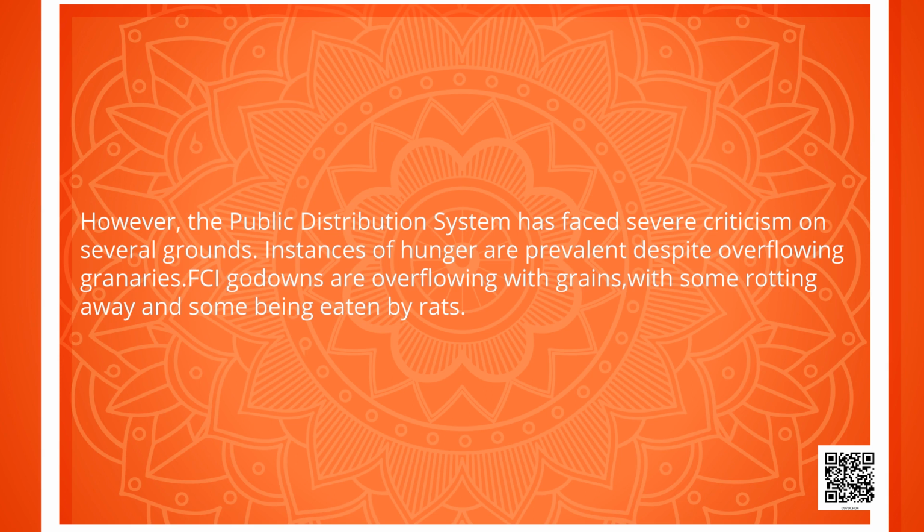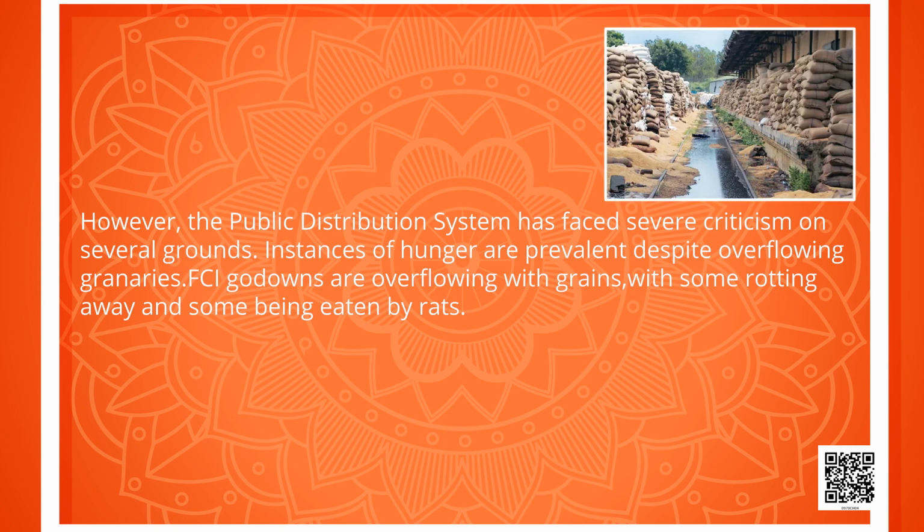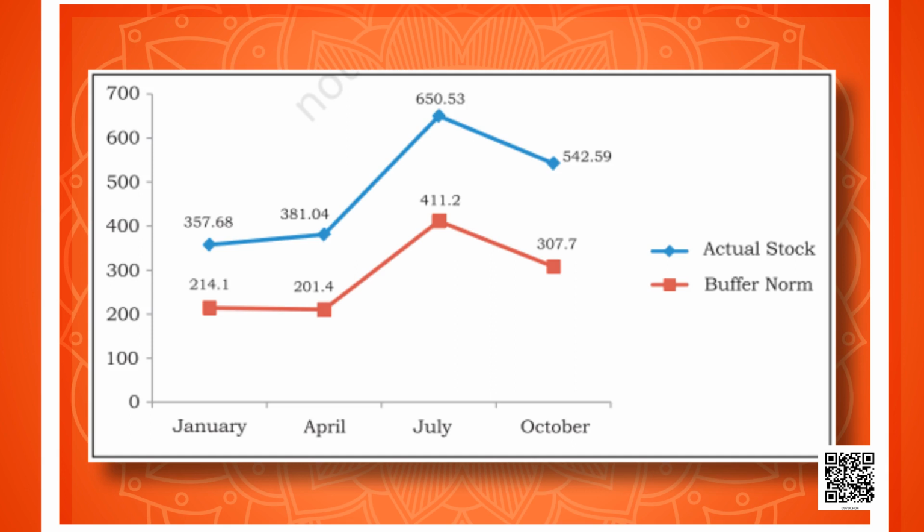Instances of hunger are prevalent despite overflowing granaries. FCI godowns are overflowing with grains, with some rotting away and some being eaten by rats. In 2014, the stock of wheat and rice with FCI was 65.3 million tons, which was much more than the minimum buffer norms. However, these remained consistently higher than the buffer norms. The situation improved with the distribution of food grains under different schemes launched by the government.